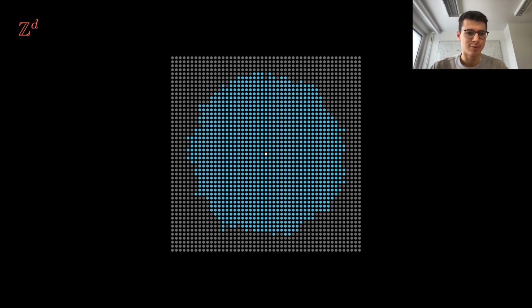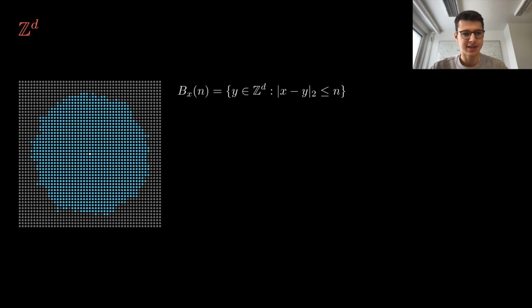So this clearly looks like a ball in Euclidean distance on Z^2, right? So let's denote the ball of radius n around the vertex x by B_x(n) and its volume by small b_n. Recall that the cluster after b_n particles is denoted by script I of b_n.